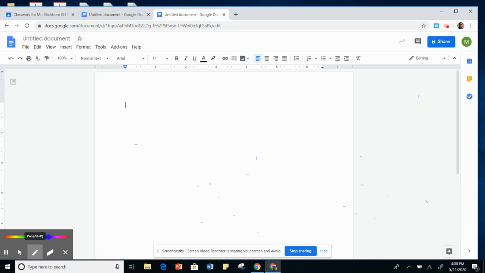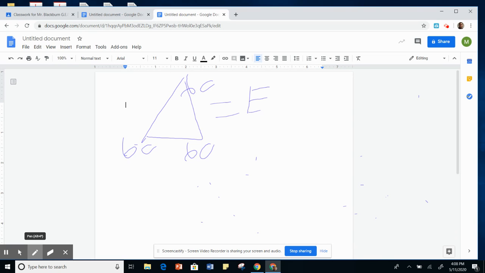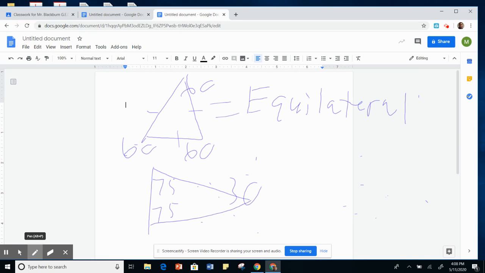We have equilateral. So we have this: 60, 60, 60. That's called an equilateral. All sides are the same. So that's one type. The next type is called an isosceles triangle, where you have one angle, let's say that's 30, and you have two that are similar, 75, 75. That's called an isosceles.